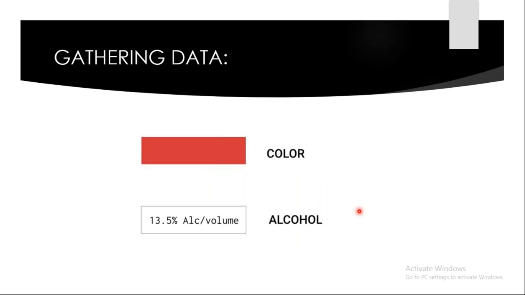As said earlier, we are going to gather data. Here we have data such as color and alcohol. For now, let's call these features. From now on, this will be called features. We are choosing features as color and alcohol content. As the quality and quantity of the features grow, the prediction output will be more precise for our model. So here we are choosing our features as color and alcohol content.